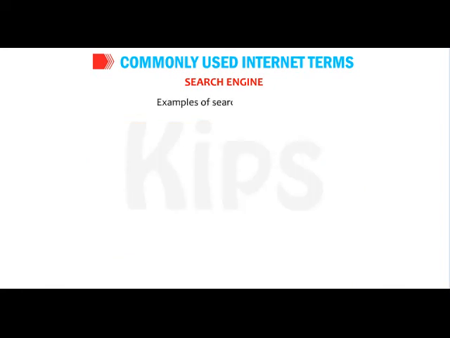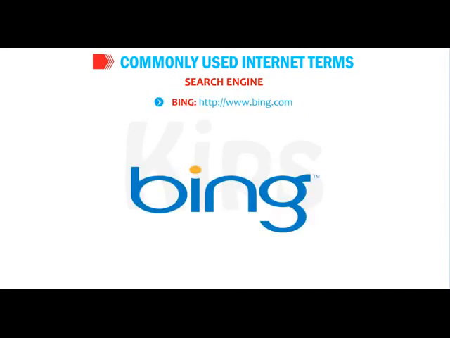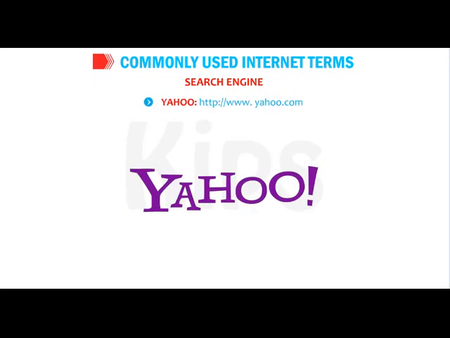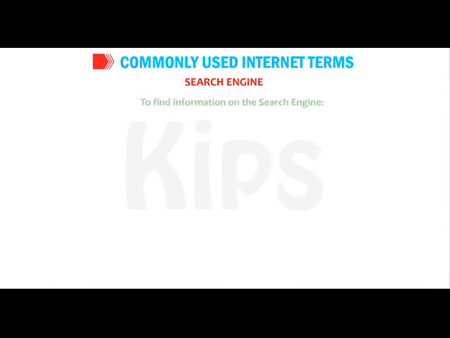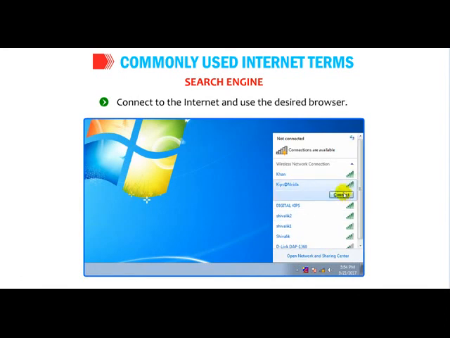Examples of search engine are Google, www.google.com, Bing, www.bing.com, Yahoo, www.yahoo.com. To find information on the search engine, connect to the internet and use the desired browser.